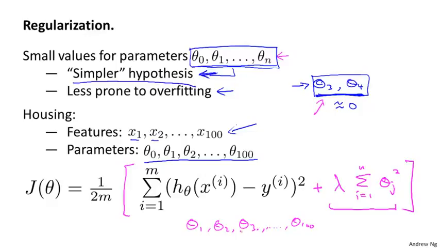By the way, by convention, the summation here starts from 1, so I'm not actually going to penalize theta 0 being large. That's a convention that the sum is from i equals 1 through n rather than i equals 0 through n. But in practice, it makes very little difference, and whether you include theta 0 or not, it'll make very little difference to the results. But by convention, usually we regularize only theta 1 through theta 100.